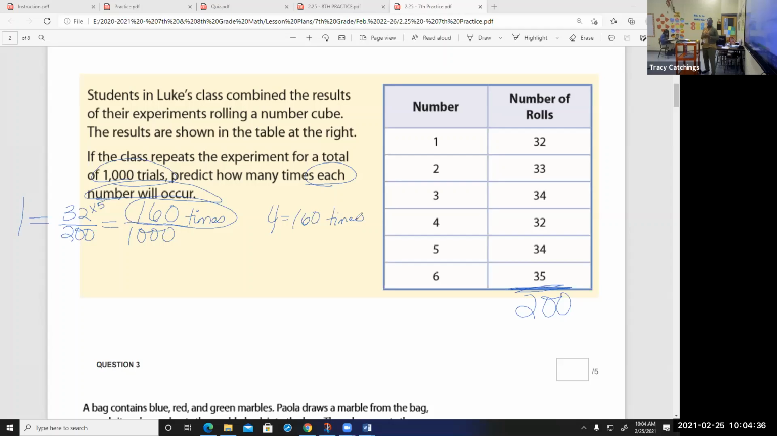All right, y'all with us? Yes, ma'am. All right, let's look at 2. 2 told us we got how many right now? All right, 33 out of 200. They said we doing it how many times? 1,000. We already know that was 5, so multiply 33 by 5. I would say 2 would be 165 times.